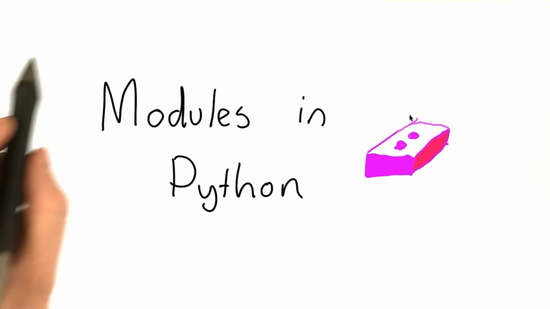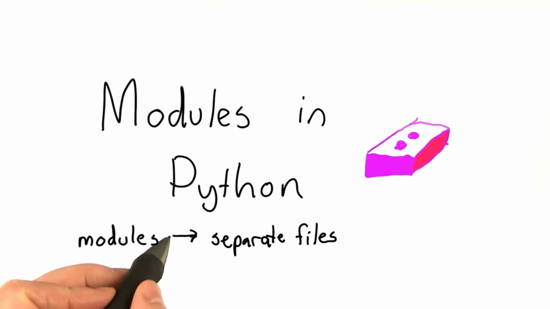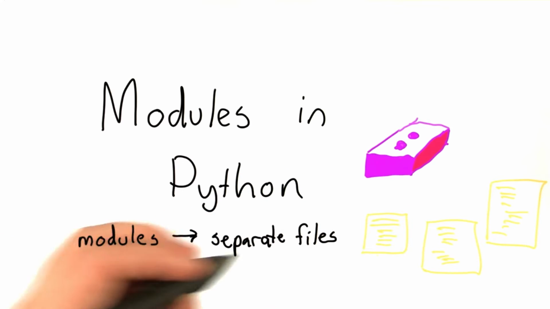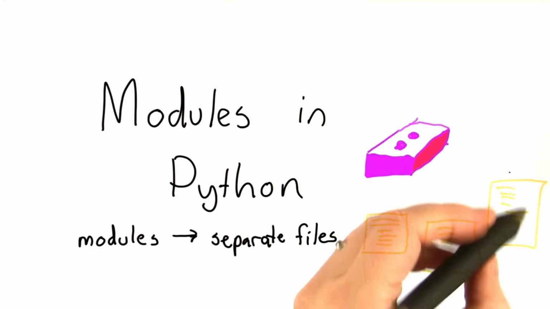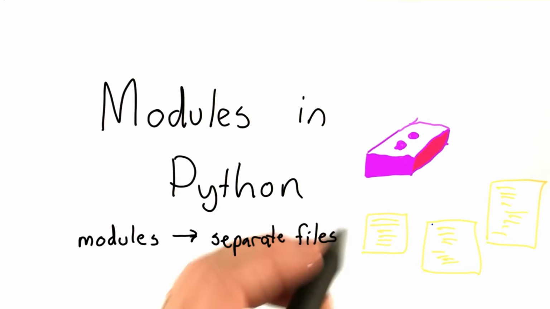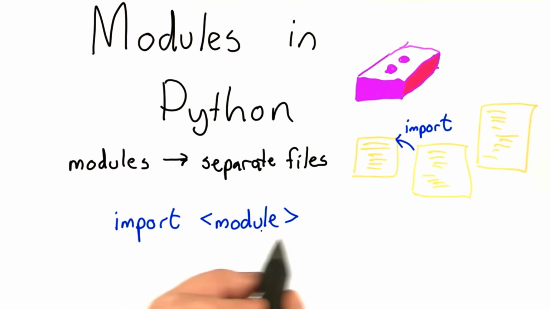Now we're going to talk about some of the specifics of how to actually do this in Python. And in Python, we can divide a program into modules, which are really just separate files. Once we've divided our program into separate files, in order to use what's in one file in another file, we need to import it. We can do this using the syntax import followed by the module name.